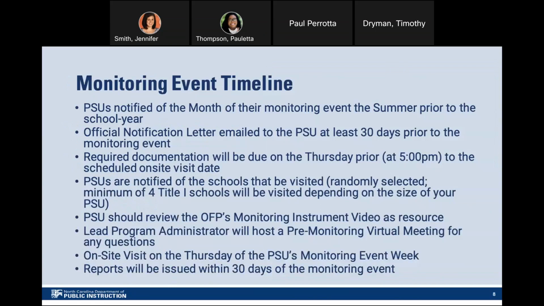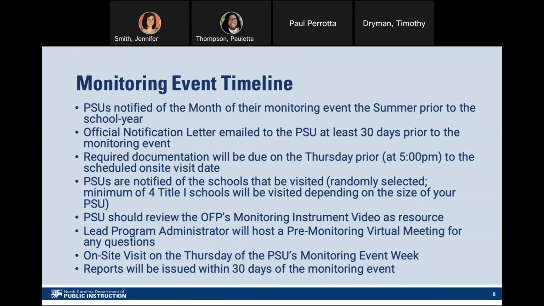Before we talk about the monitoring protocol in greater detail, we're going to begin by sharing an overview or timeline that is applicable to how the cross-program monitoring event process unfolds. Each PSU is notified of the month of their upcoming monitoring event the summer prior to the school year. Then an official notification letter is emailed to each PSU at least 30 days prior to the official start of the monitoring event. All required documentation must be submitted the Thursday prior by 5 p.m., a week before the scheduled on-site visit date. Your district will also be notified of the schools that will be selected to be visited. These are randomly selected with a minimum of 4 Title I schools that will be visited depending on the size of your PSU.